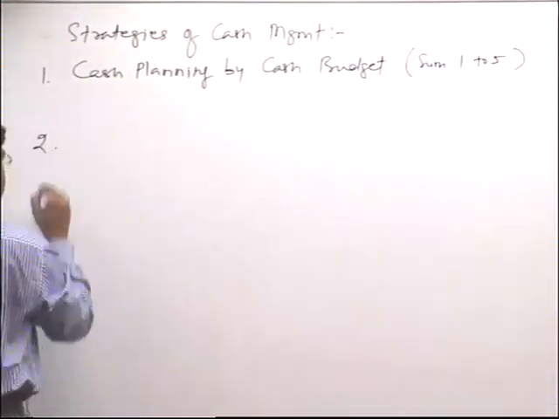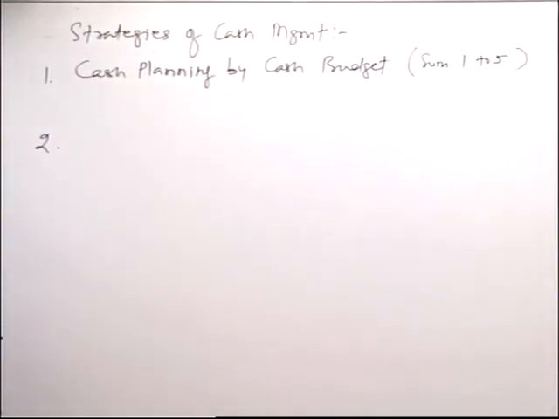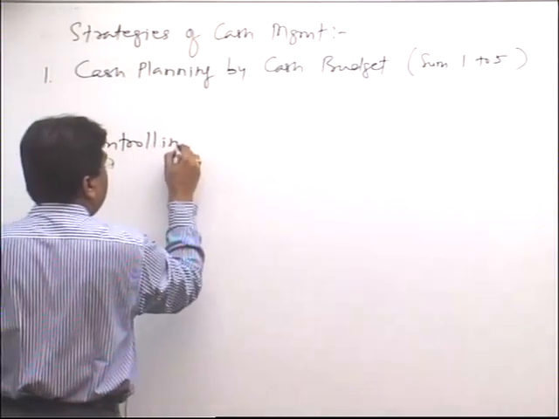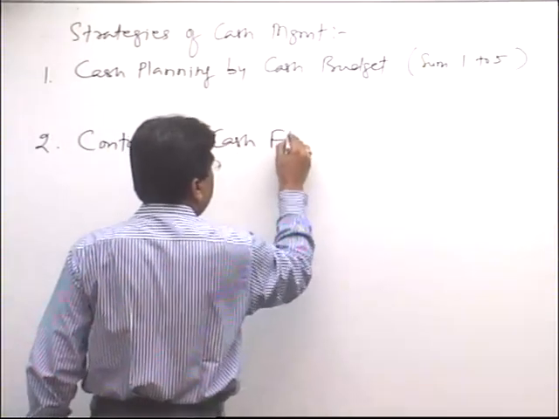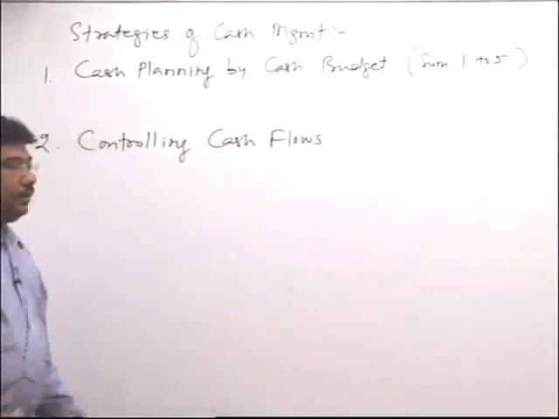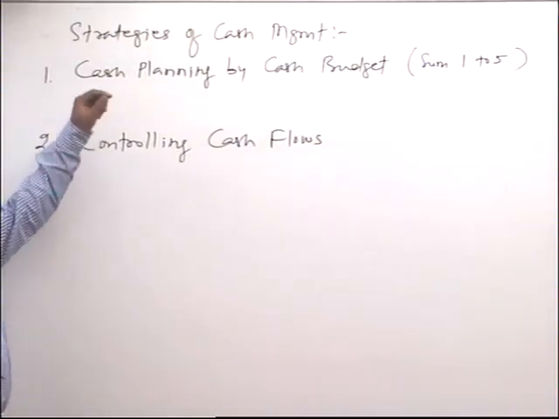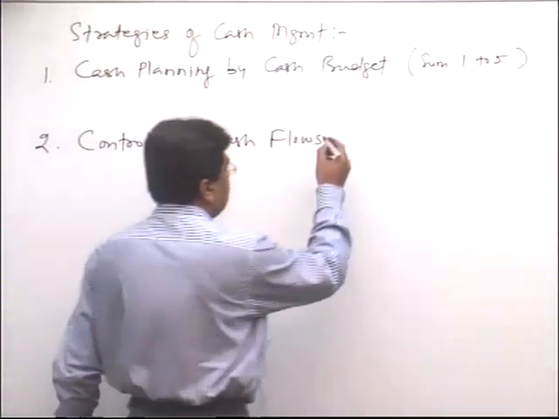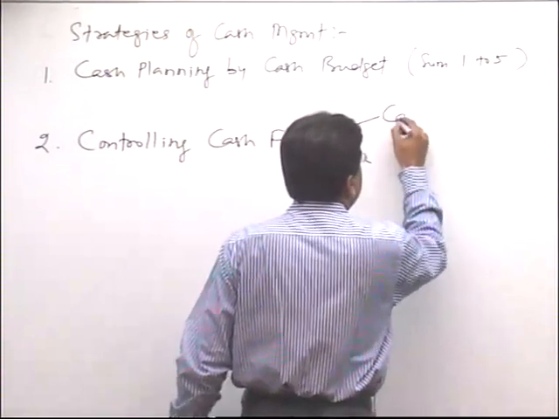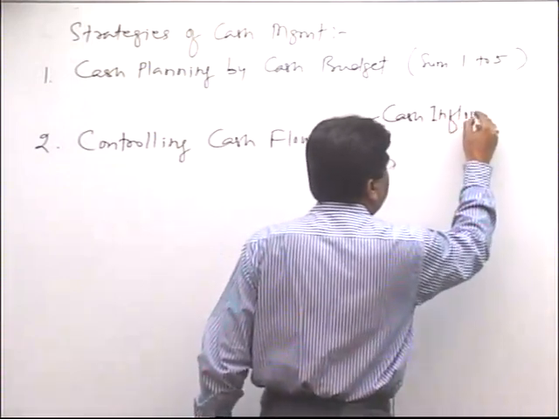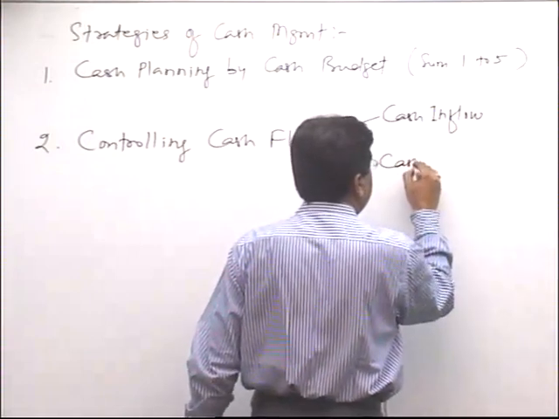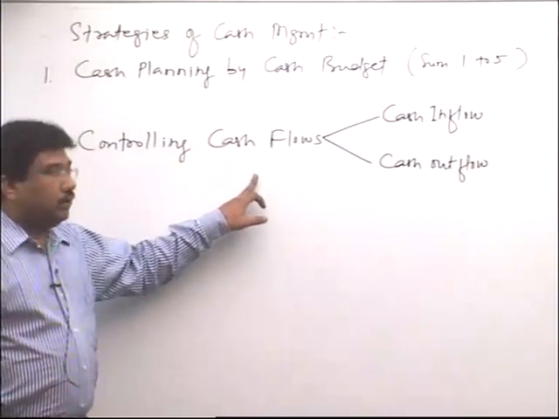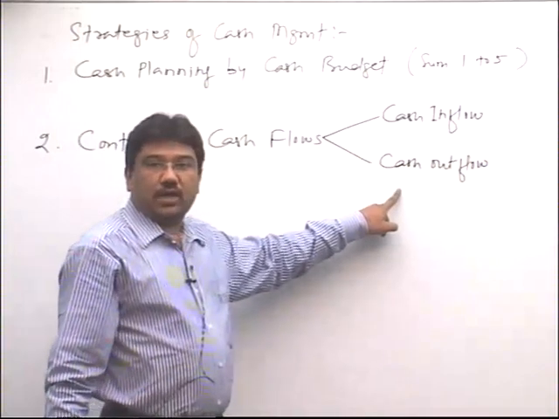Now the second strategy of cash management is controlling cash flows. If you want to manage cash, then first you have to do cash planning and thereafter you have to control the cash flows. These cash flows are of two types. One is cash inflow and another is cash outflow. So if you want to control cash flows, you have to control cash inflow as well as cash outflow.